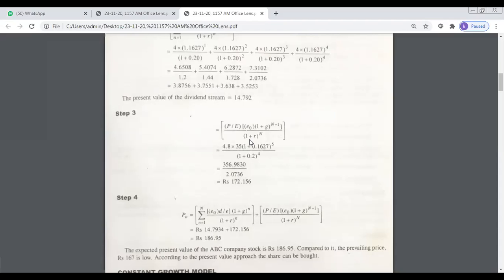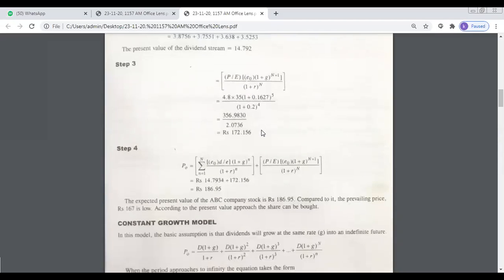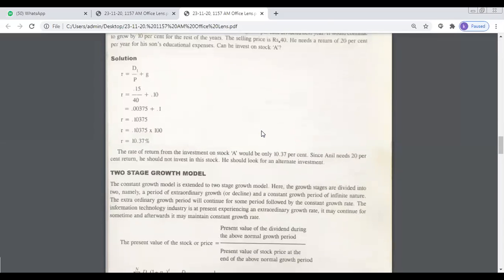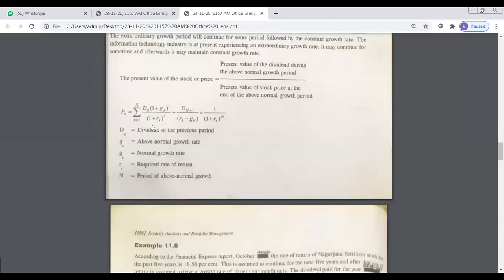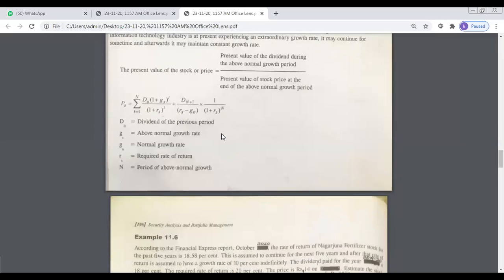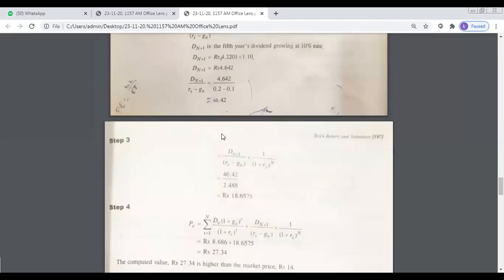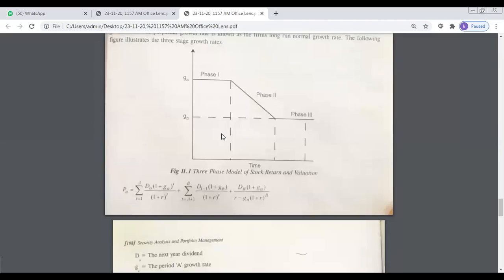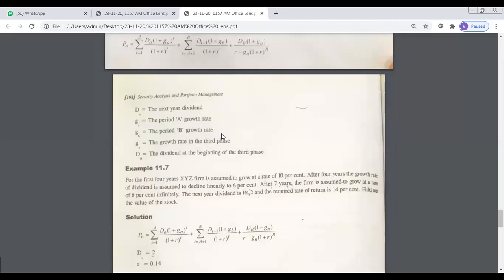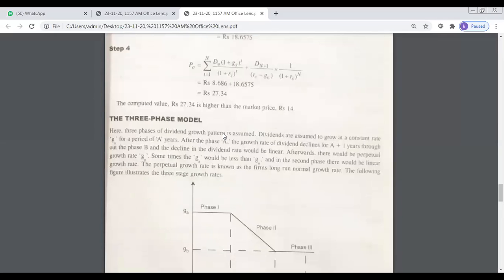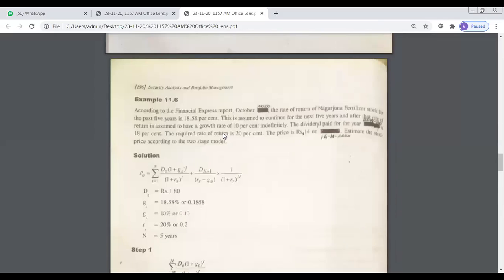Sir, this type of problem comes for 10 marks. Not this type, but this also comes. This comes for 10 marks. Two-stage model. And then you have three-stage. I have not seen a three-stage model problem coming anytime, but two-stage model and multiple year holding period formulas, they do come.